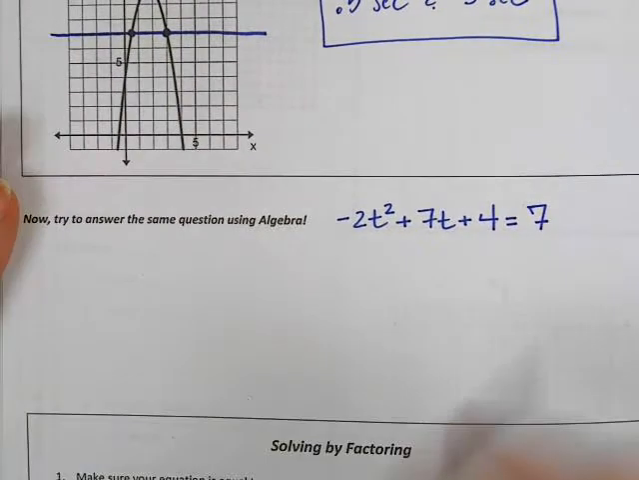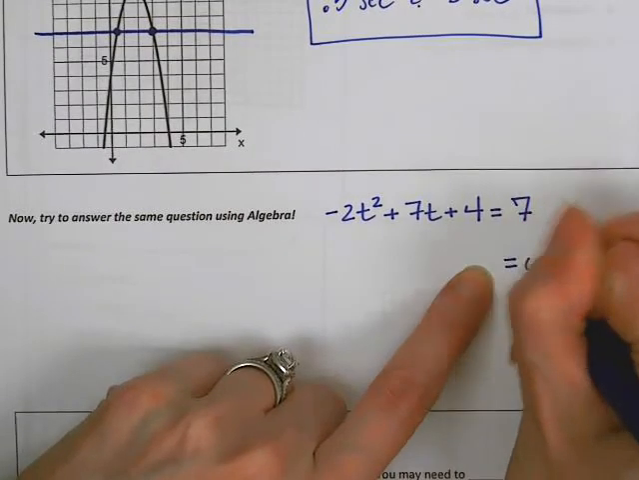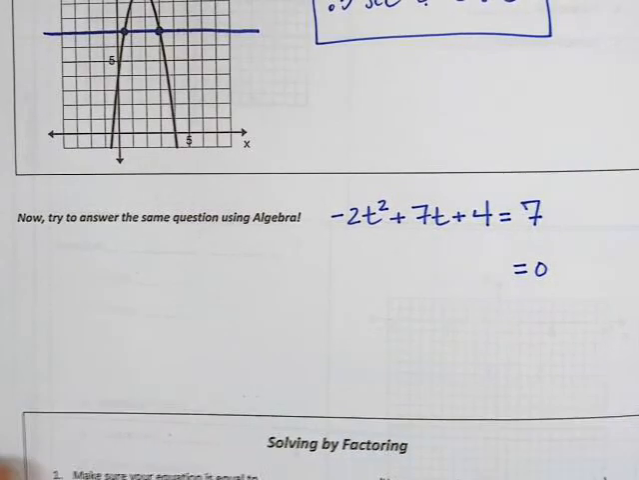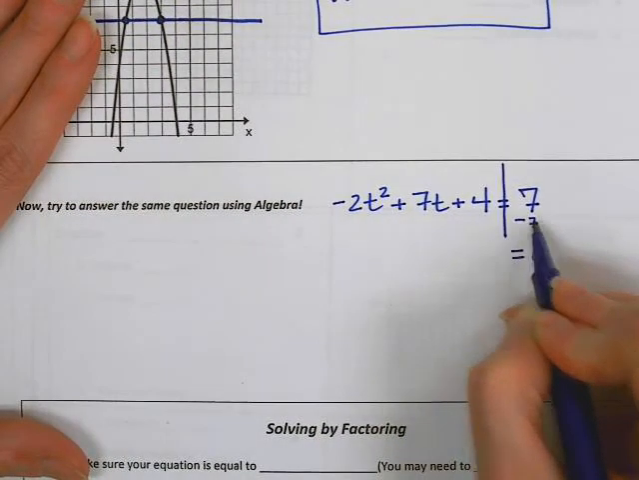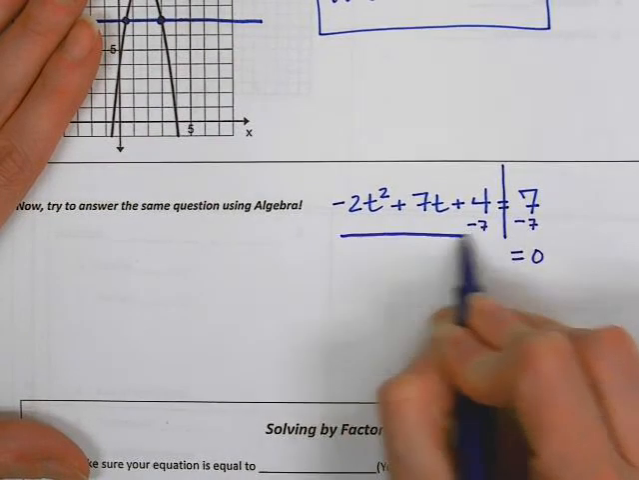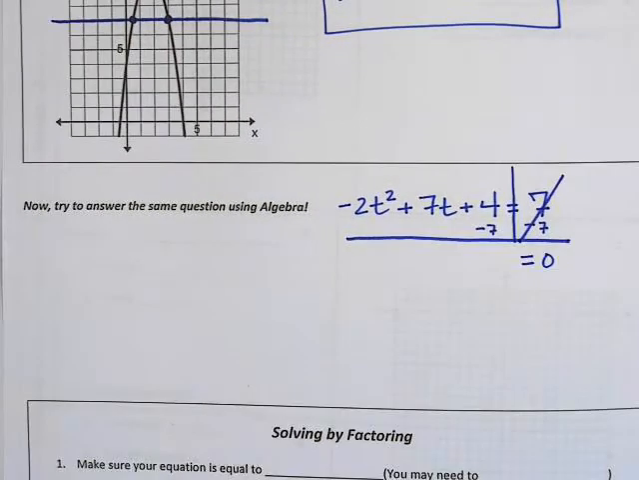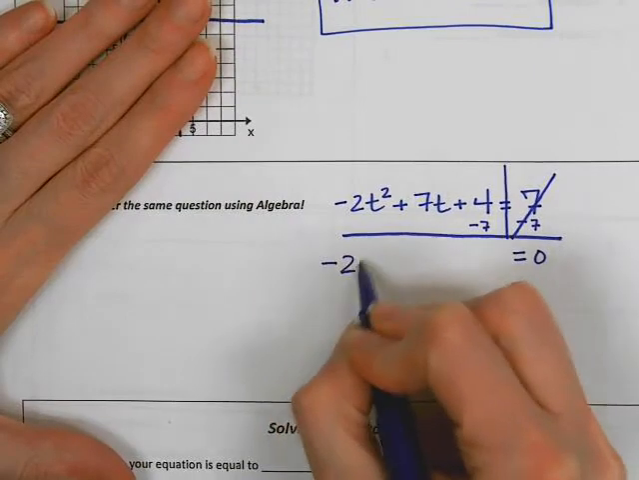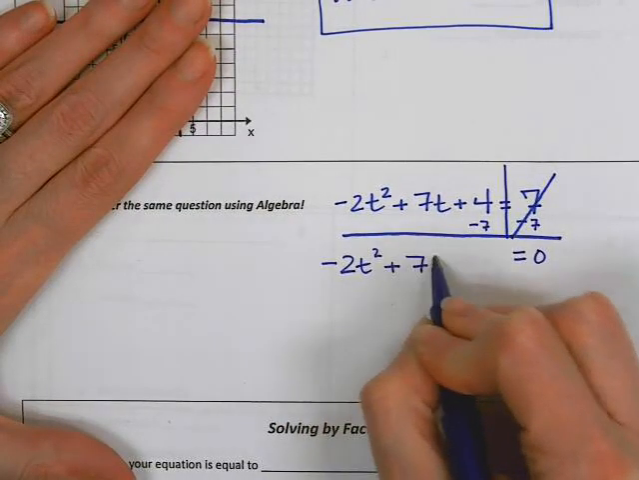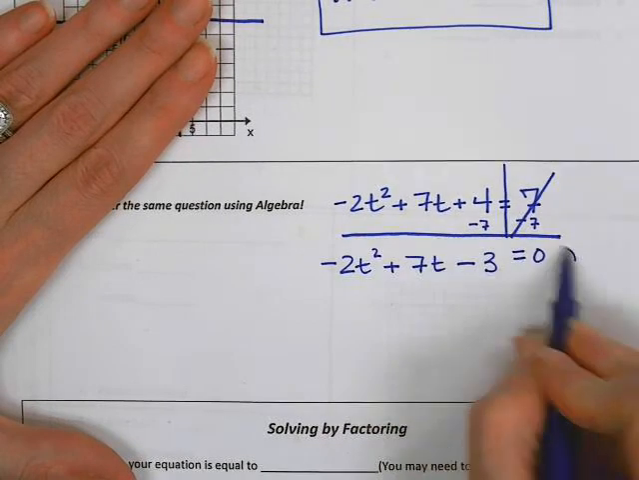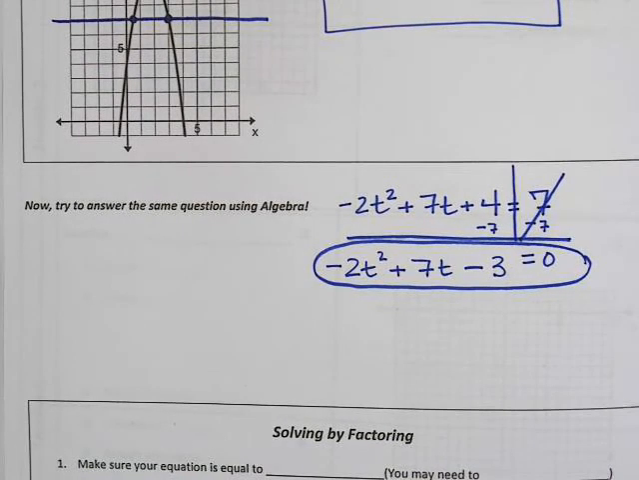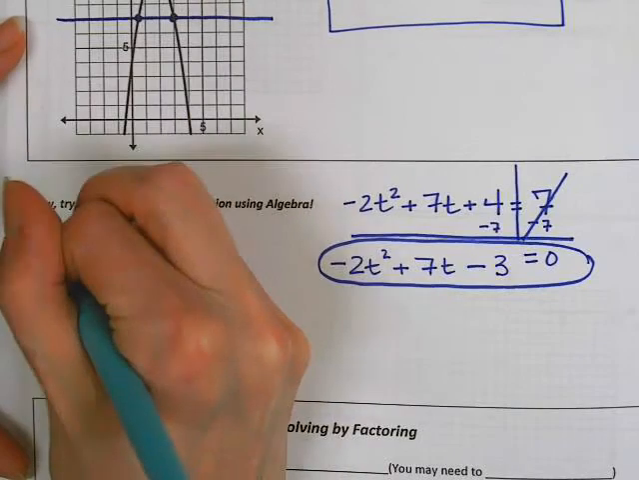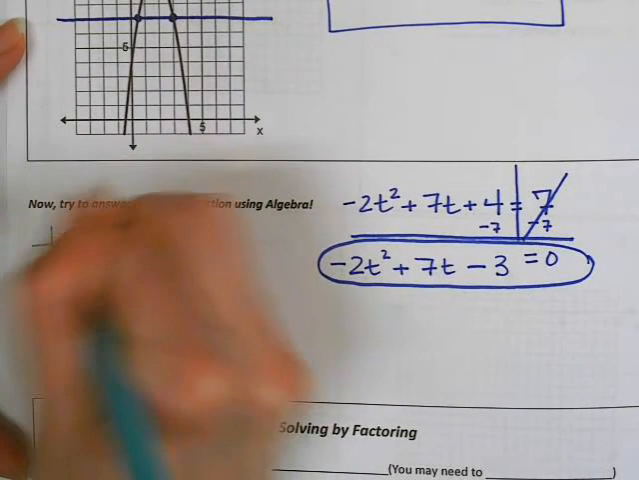So in order to solve, remember we said it has to be equal to 0 in order to factor. So we need to start by bringing the 7 to the other side. So we need to subtract the 7 over first so that it could equal 0. And now it's negative 2t squared plus 7t minus 3 equals 0. And now we can factor and solve.